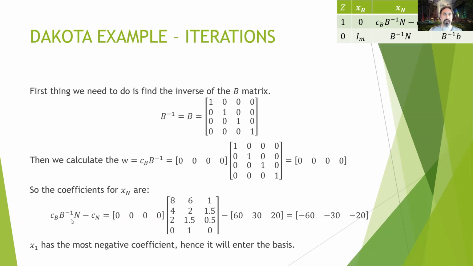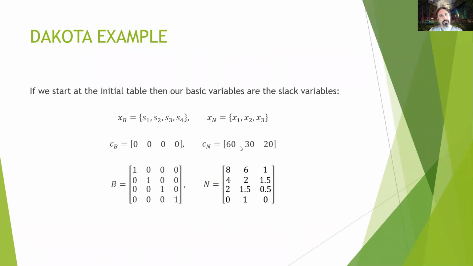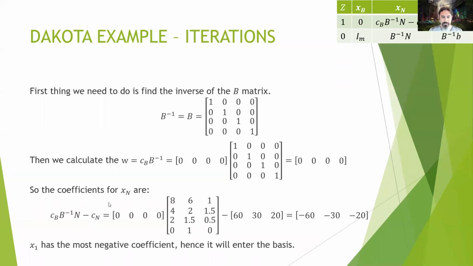Now, this is where we find the optimality condition. Remember that one, I hope. This calculation is going to give us the coefficients for non-basic variables in the current iteration. The current iteration is the initial step, so it's going to be the same values for Cn, only the negative values. So it's going to be minus 60, minus 30, and minus 20. And as you can see over here, this calculation gives us minus 60, minus 30, minus 20. So we already know which non-basic variable we're going to pick. We're going to pick the non-basic variable with the most negative value, which is minus 60, which is x1. So x1 will enter the basis.